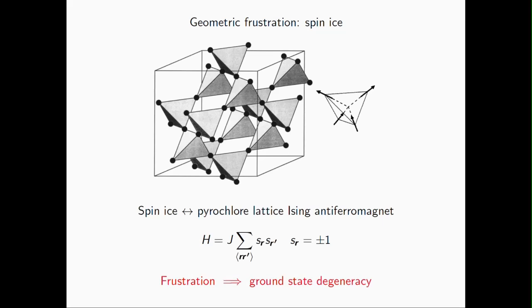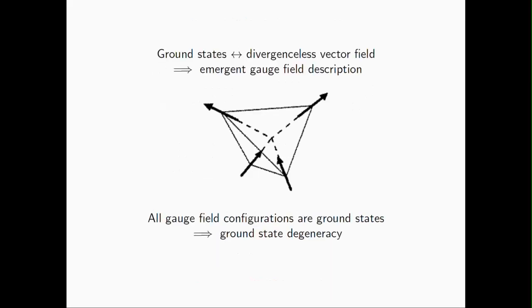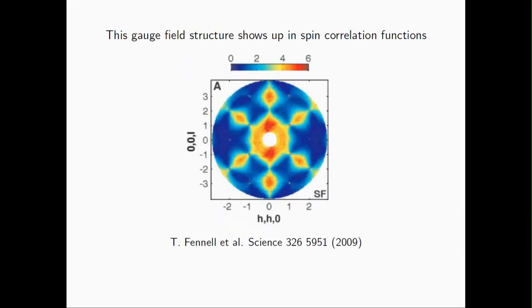Now there's an elegant way to describe all of these ground states. Looking at a spin ice configuration, if we interpret the spins as fluxes into or out of a tetrahedron, you see that we could think of the spin configuration as a divergenceless vector field. This vector field can then be described, just as in electromagnetism, as the curl of a gauge field. Also, this gauge field structure implies intricate correlations between the spins, which show up in neutron scattering. So this is the spin-flip neutron scattering on the spin ice material holmium titanate.